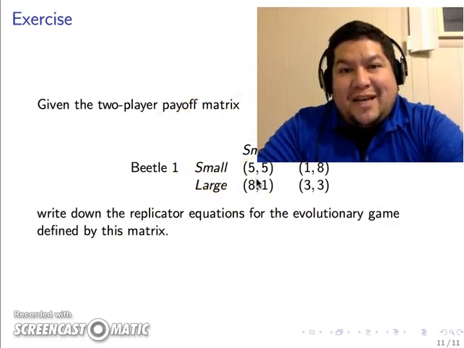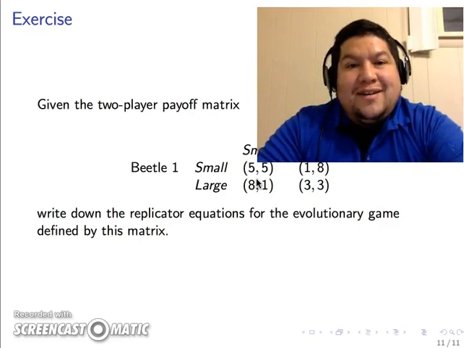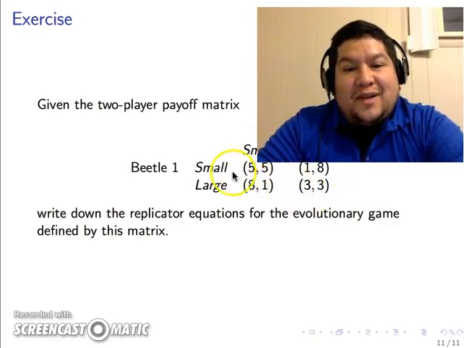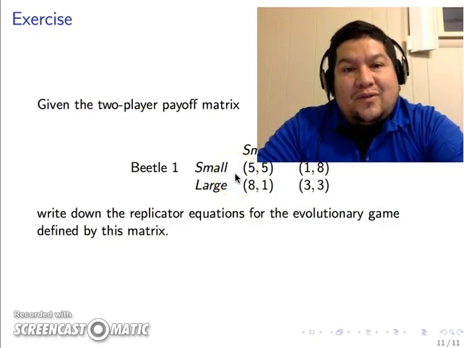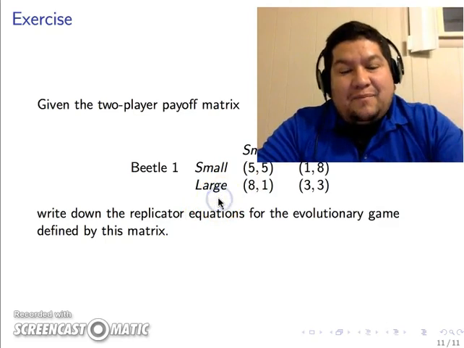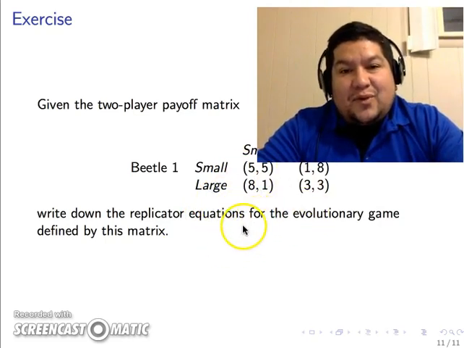So at this time, you should pause this video and write down first. You have to translate this into a 2x2 matrix, and then you have to compute the values of fitness, average fitness, and then you have to write down the replicator equations for this game.